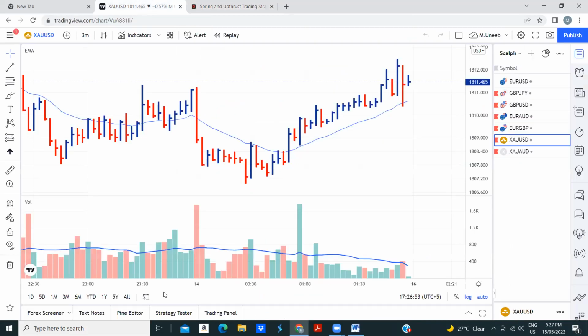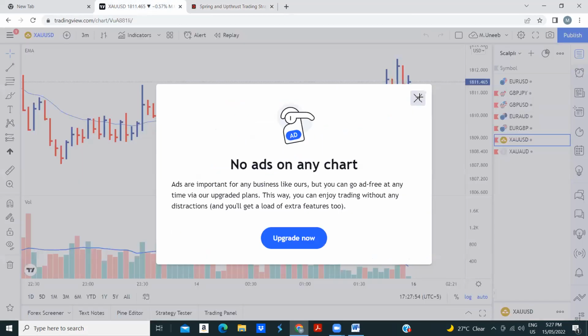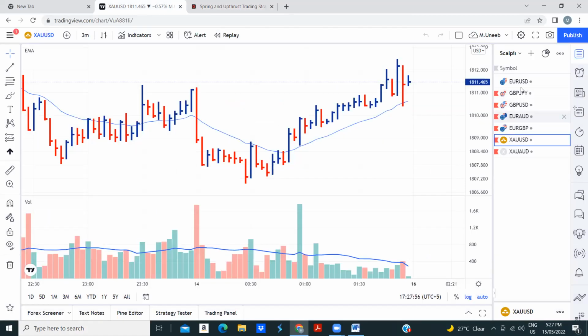Okay, now let's discuss the London open strategy. Whiteboard. Hello, can you see my whiteboard? Yes. Okay. All right. So we're going to discuss London open strategy.